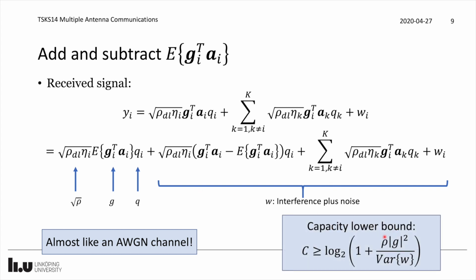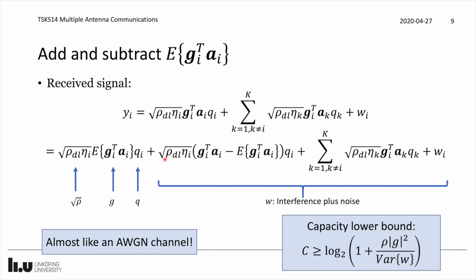We should get this rho term, we put it here, we get the G, we take the absolute value square of it, and then we divide with the variance of this entire term. And getting the numerator is easy. We just take all these constants, we put them in here.